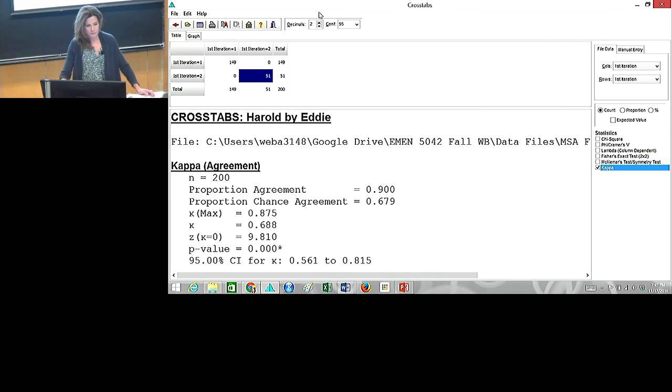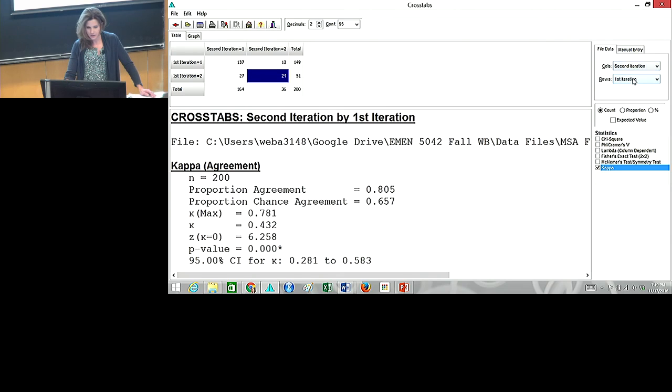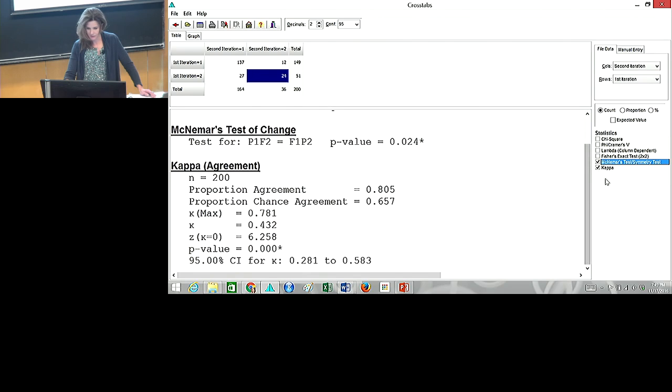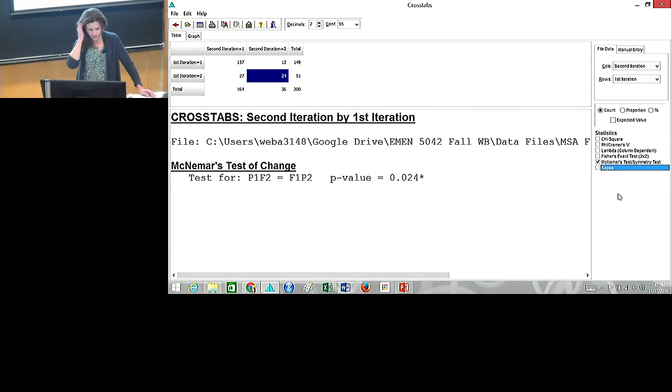Okay, you got it. We've got our iterations here. So I'm going to put in the columns, second iteration and first iteration. And then I'm going to click on McNemar's and Kappa. I don't really need Kappa in there, but I'm interested in it. And so you'll see that there is a significant change for Eddie. So that tells me he's not internally consistent.